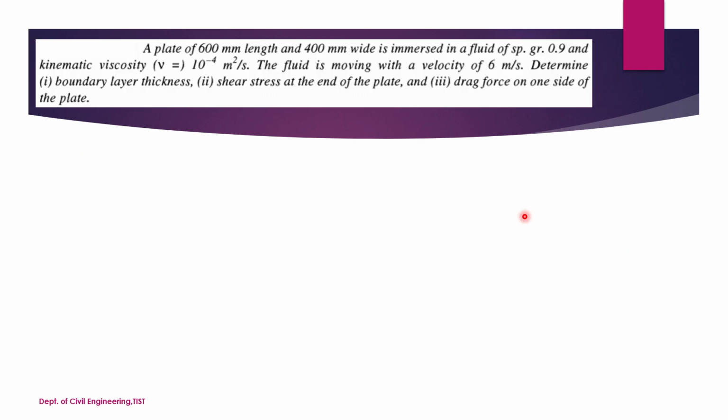Okay, so we'll see an example. A plate of 600 mm length and 400 mm wide is immersed in a fluid of specific gravity 0.9 and kinematic viscosity nu equal to 10 raised to minus 4 meter square per second. The fluid is moving with a velocity of 6 meter per second. Determine first, the boundary layer thickness, which is nothing but your delta. Then second, the shear stress at the end of the plate, that is tau naught. And third, the drag force on one side of the plate.